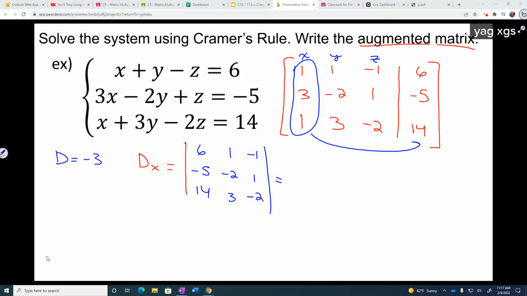All right, what do we get on this one? What do you guys get for the determinant of x? You get 3 again? What do you guys get? You got -3. You get -3.